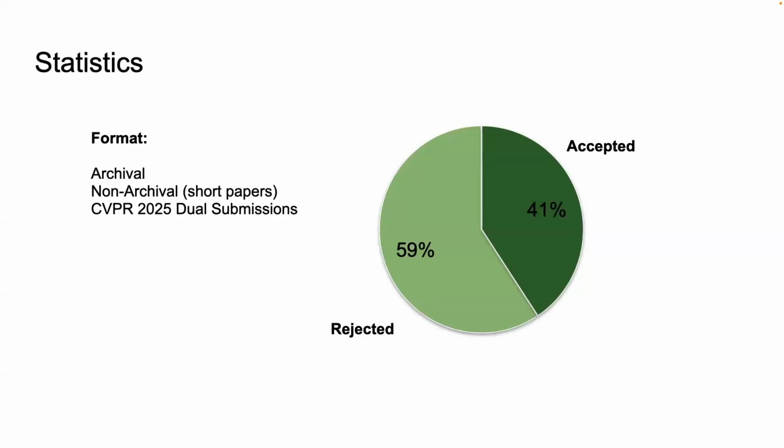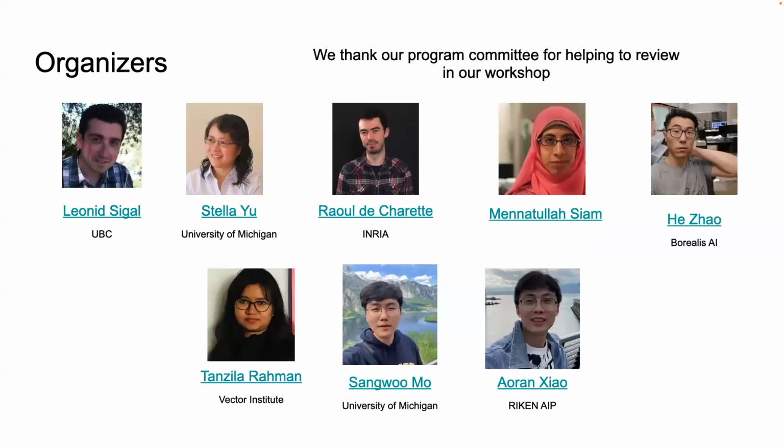In terms of statistics, we have had a 41% acceptance rate. We have had a mix of archival and non-archival short papers, and CVPR 2025 dual submissions. For the organizers, we have people from multiple universities, from UBC, University of Michigan, and NREA. And we also have Borealis AI, Vector Institute and RIKEN.